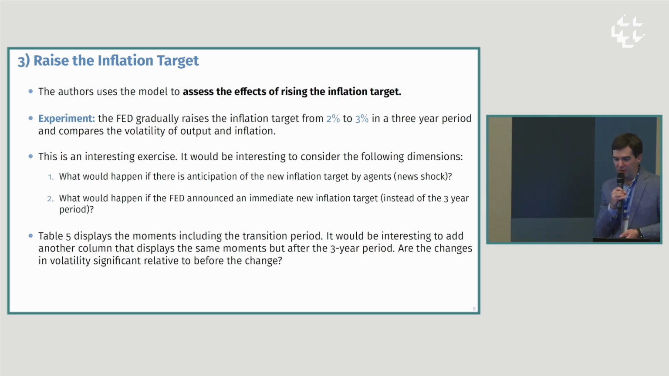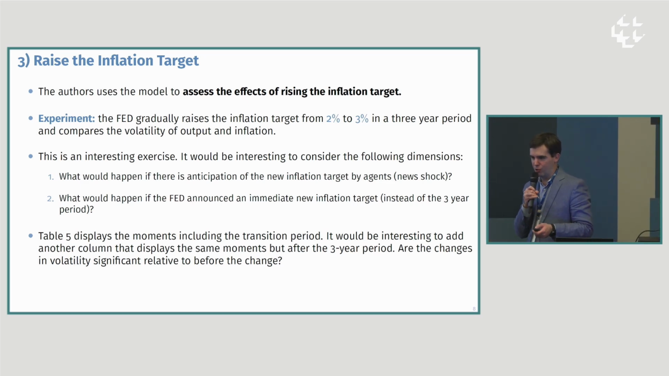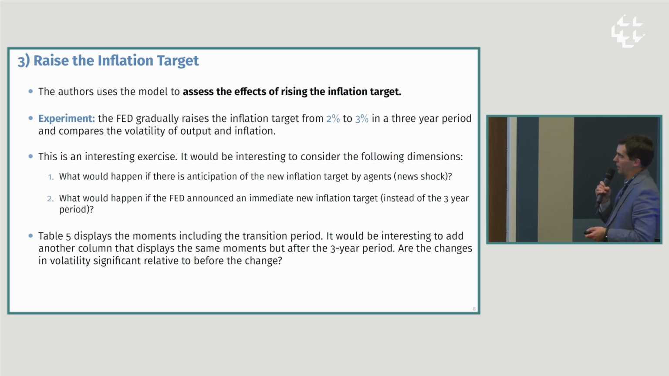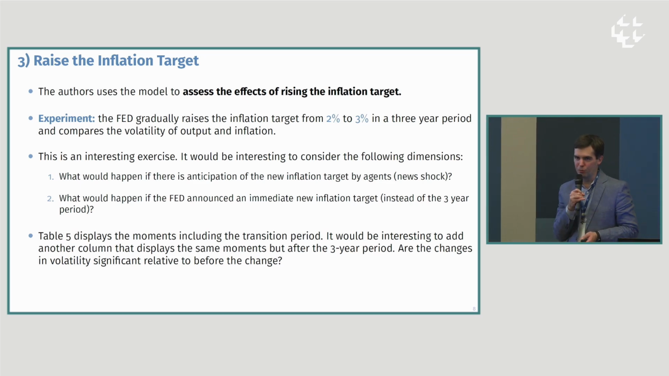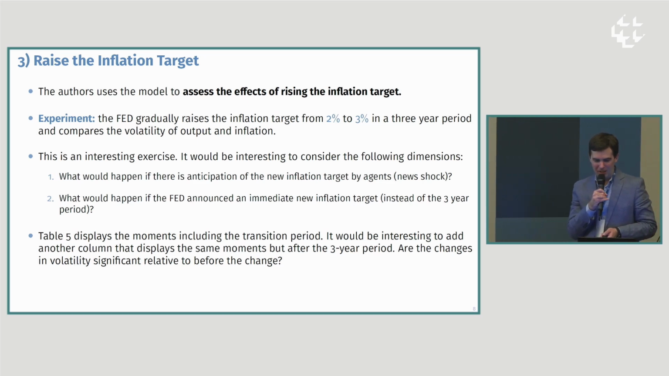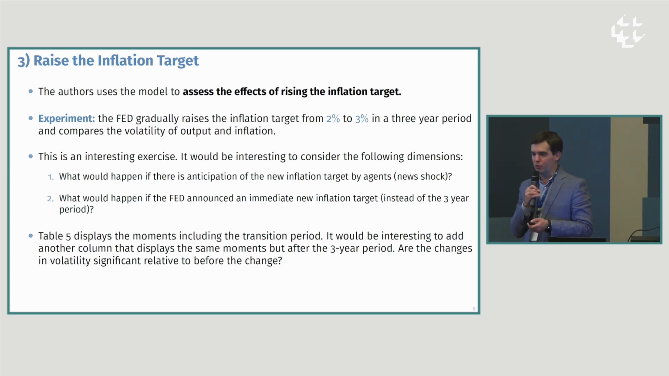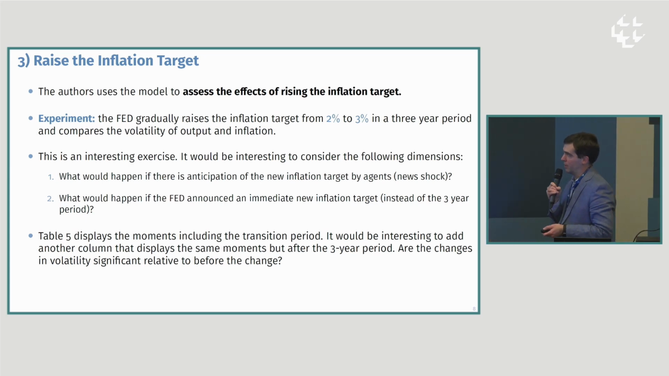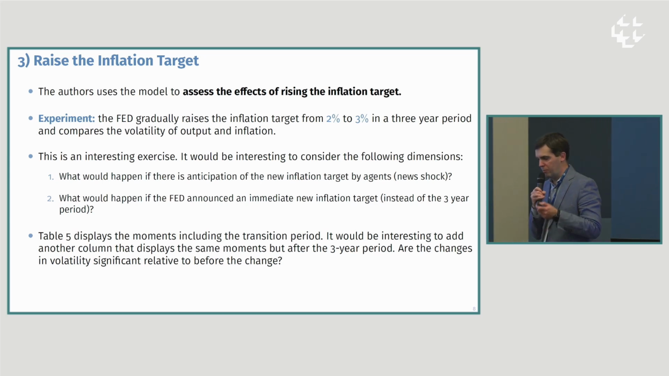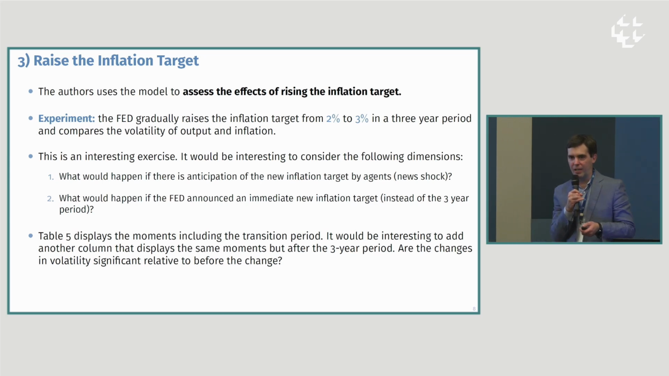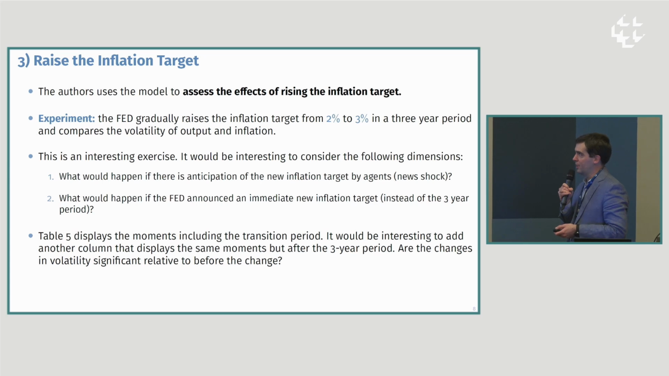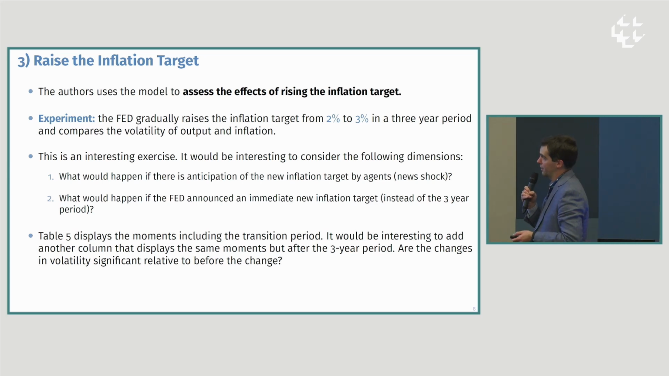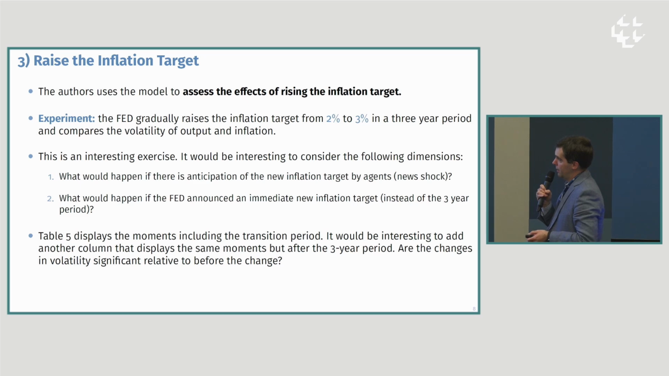Finally, I found very interesting all the discussion about the disinflation, but I was particularly interested in the last exercise that Peter didn't have time to show, that is the rising inflation target, which I encourage you to check in the paper. So the authors use the model to assess the effects of a rising inflation target, and the particular experiment is: what happens if the Fed decides to increase the inflation target from 2% to 3% over a period of 3 years? So the convergence happens little by little, going from 2 to 3.